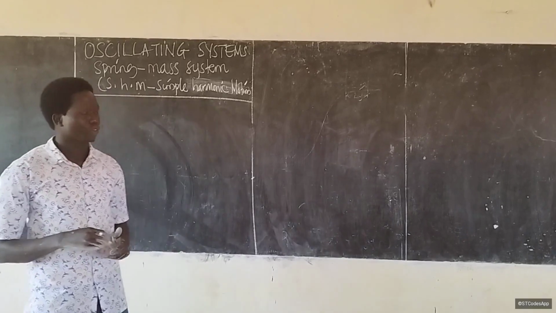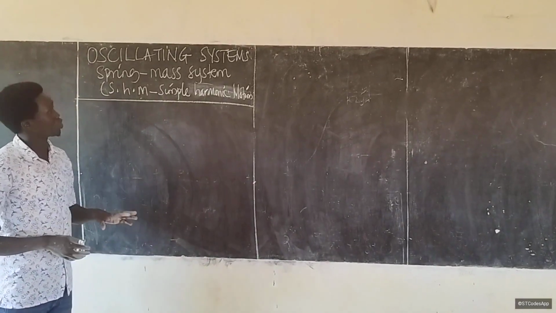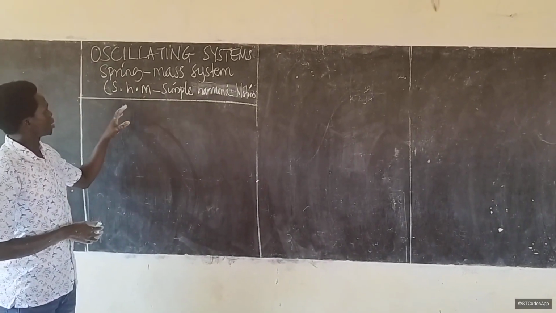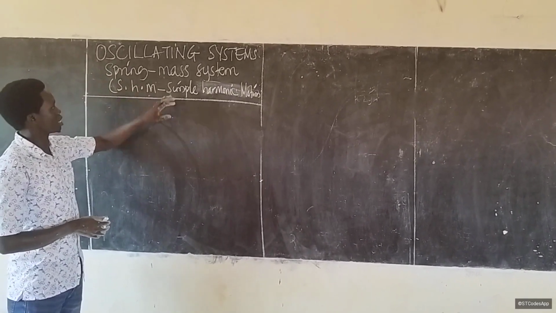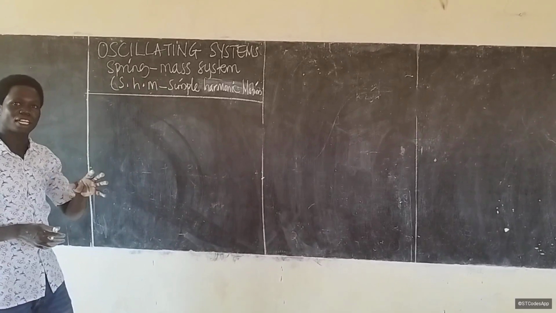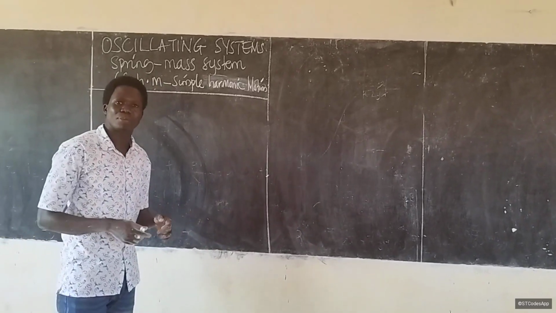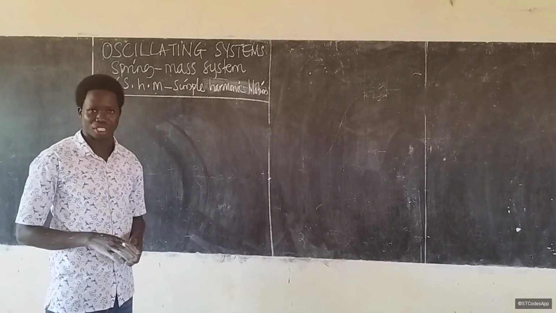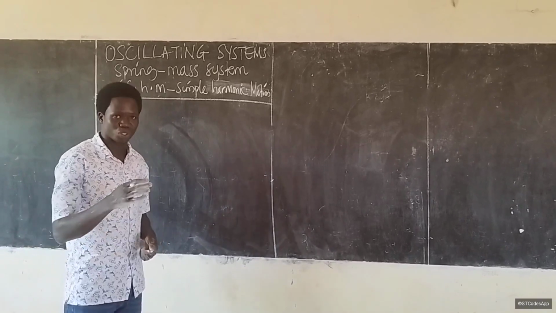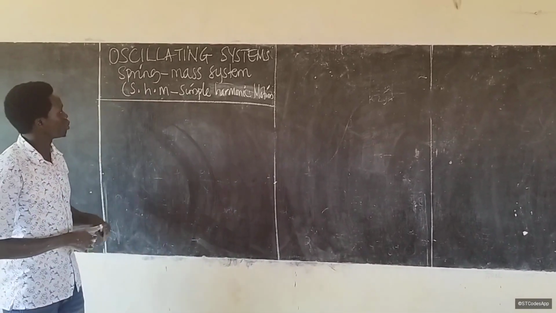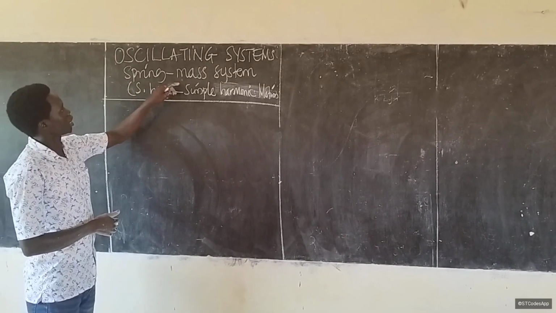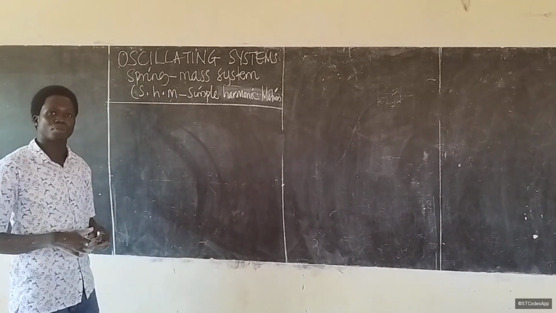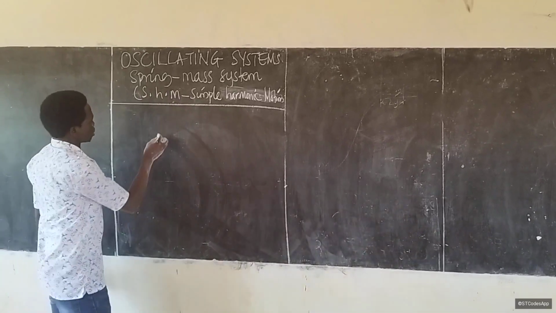So for now, I want us to see the oscillating system. Basically, we are going to look at the spring mass system, whether it performs simple harmonic motion or not. In other words, we want to show whether this is an oscillating system of the mass and the spring. Do they perform simple harmonic motion? So let us look at this.